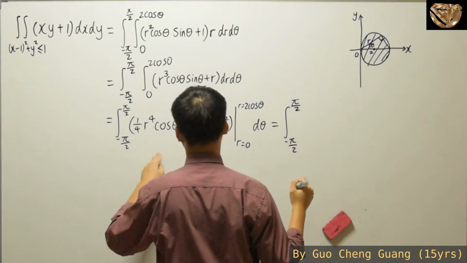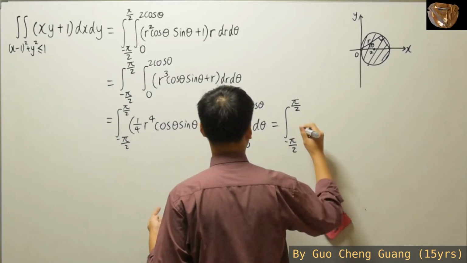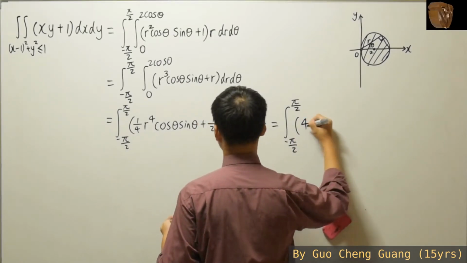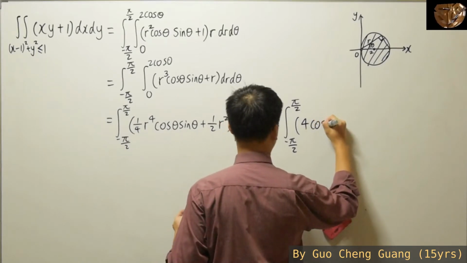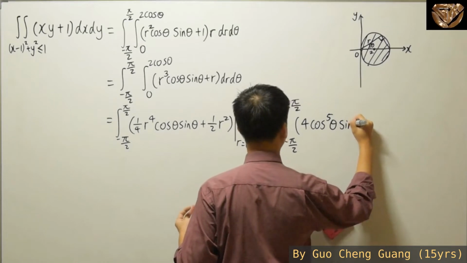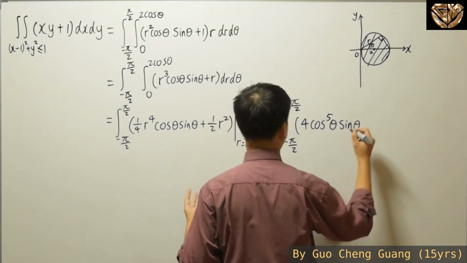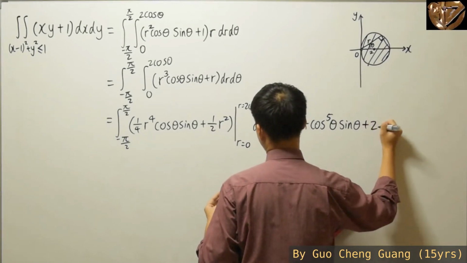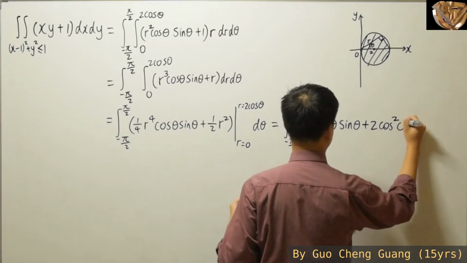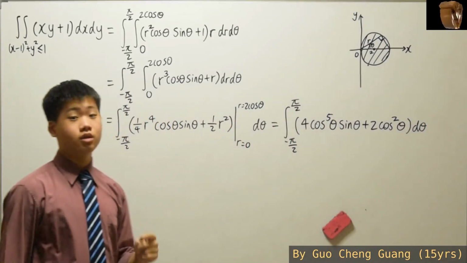So r to the power of 4, that means you have 2 to the power of 4 over 4. So that means you will have 4 cosine to the power of 5 theta sine theta. Well, for half r squared, it would be plus 2 cosine square theta. And this entire thing, d theta.